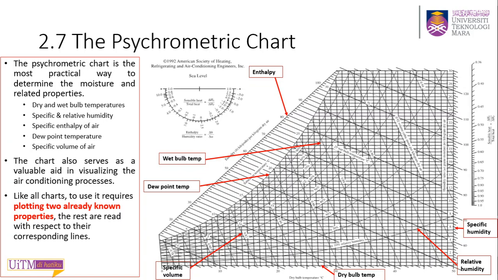They can use equations also, but equations will require calculation and it will take a lot of time. So the easiest way is to use the psychrometric chart. Using the psychrometric chart, we have to plot the chart, and from plotting the chart we can read the remaining properties. There are 7 properties here. If we count the number of properties written in the slide right now, there are 7 properties.